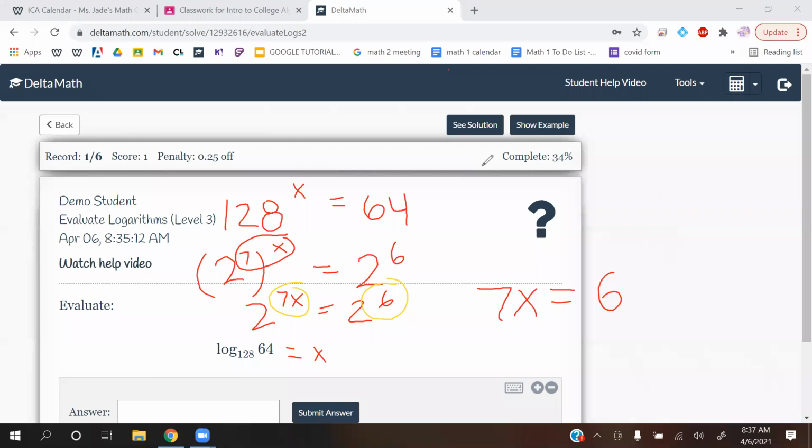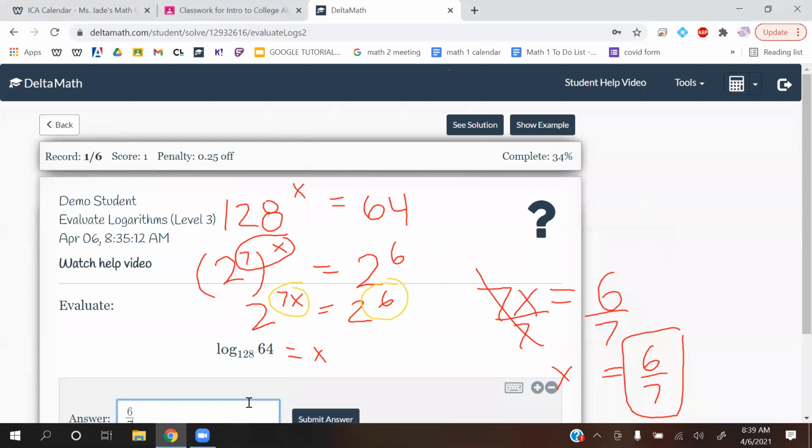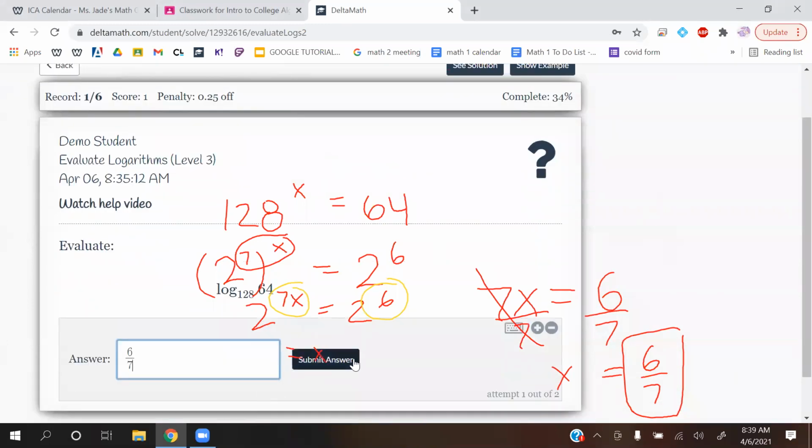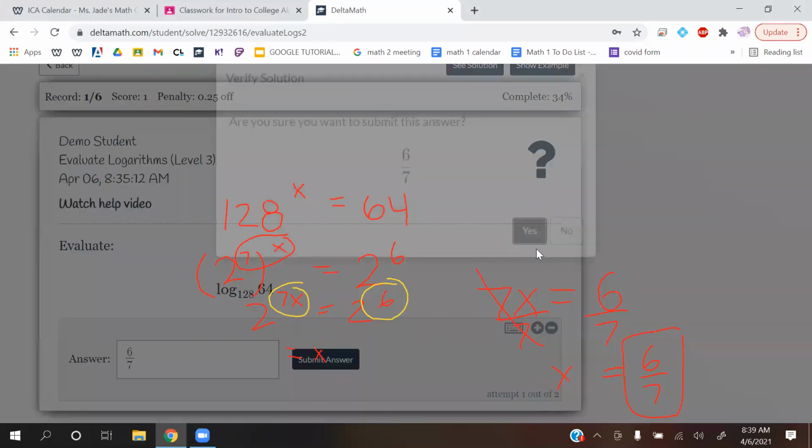And so we can solve for x by dividing by 7. That will cancel out, and x is equal to 6 over 7. And that would be your final answer. So before I submit it, are there any questions? Let me know. Okay, so let's type 6 over 7. Oof, that looks messy. And then submit. And let's go to the next problem.